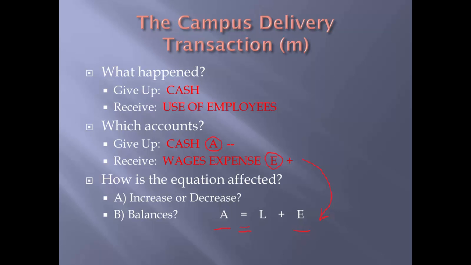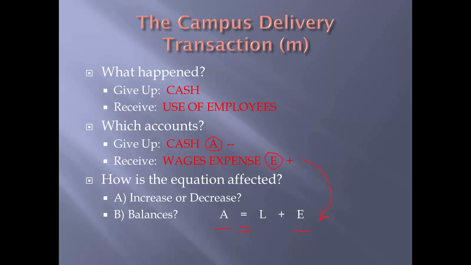Okay? So which accounts are we going to use? For cash, we'll use cash, which is an asset. For use of employees, we used our keyword use. We go to our chart of accounts, and expenses are when we use things. We look under the expenses and we see there's one called wages expense. That's an expense.